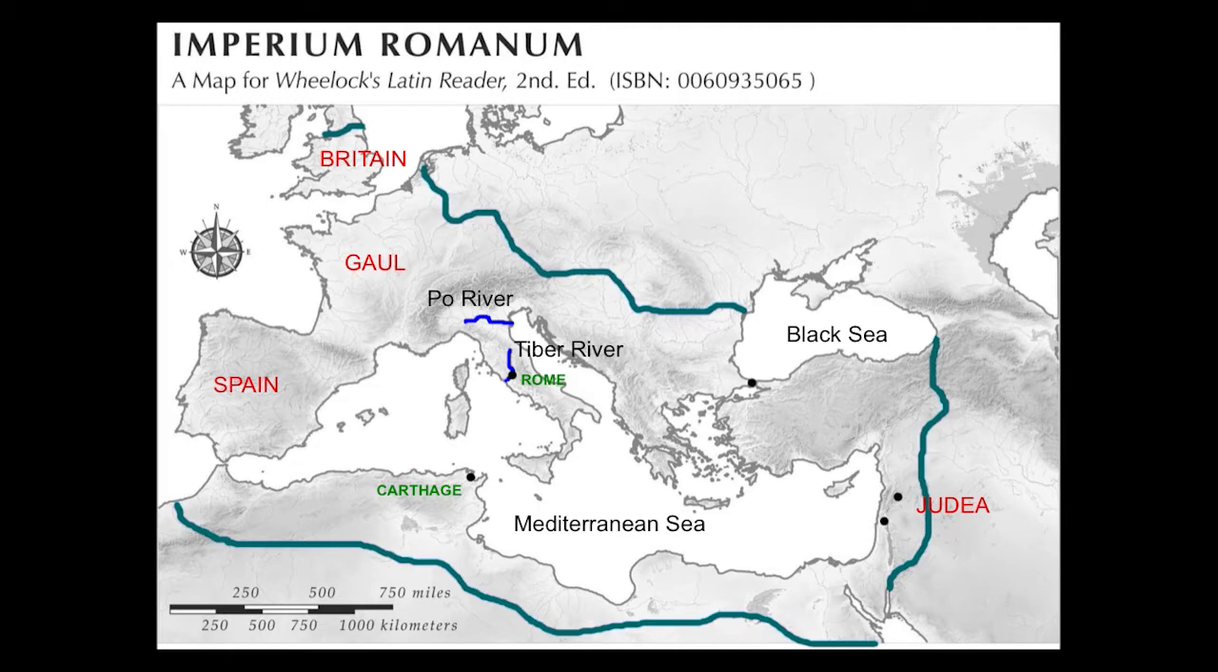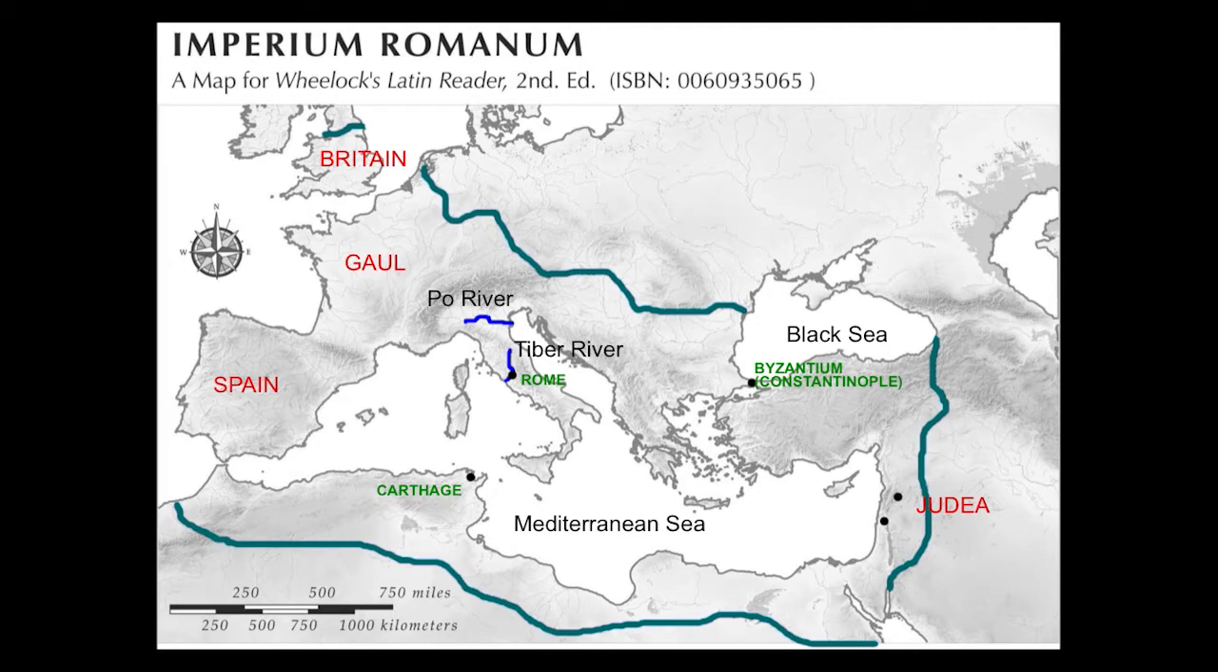And then over by the Black Sea, you'll see there's a dot there. That is the city of Byzantium. It will become the city of Constantinople later in the Roman Empire, and today it is known as Istanbul. In fact, I think there may be a song that tells that story.